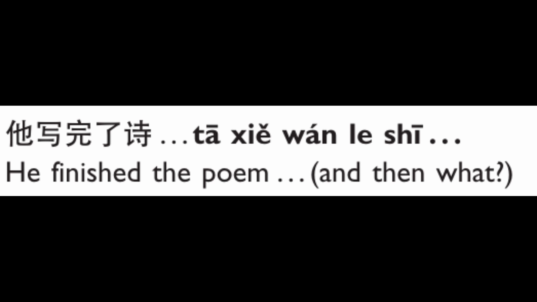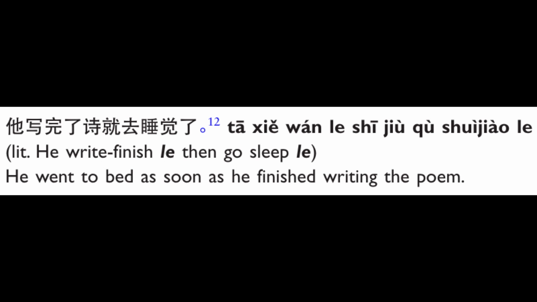In other words, in this first sentence, there is a natural implication that something came after he wrote the poem. And that is because la is between the verb and the object, between writing and the poem. So you should say something like 他写完了时就去睡觉了, or he went to bed as soon as he finished writing the poem. And notice that there's another la at the end of the sentence. That's because he's completed the activity of going to sleep. This is where la can indicate the past tense.